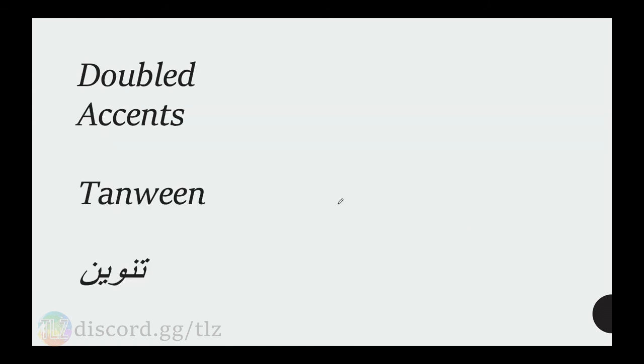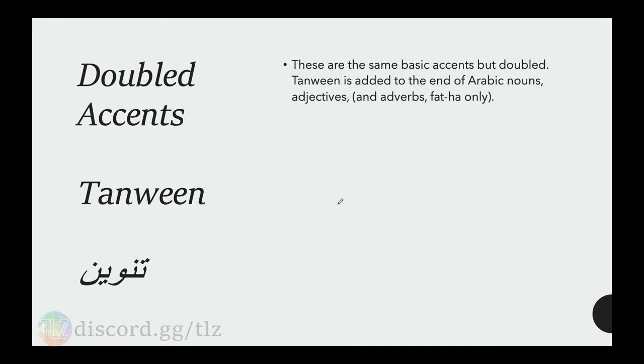So let's look at the doubled accents. We're now getting to more advanced territory. These are the same basic accents but doubled, right? And what it is called in Arabic is tanween. Or as you can see here, tanween. Tanween is added to the end of Arabic nouns, adjectives, and adverbs for the fatha only, right? Which is this one. Remember? The one that you put on top of the letter here.